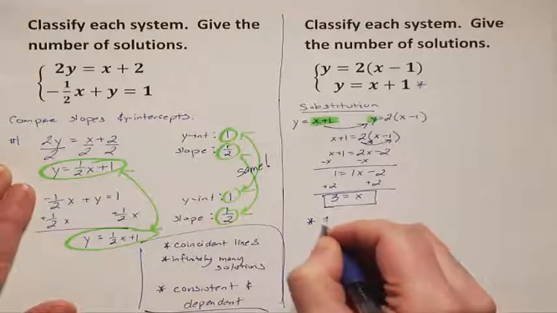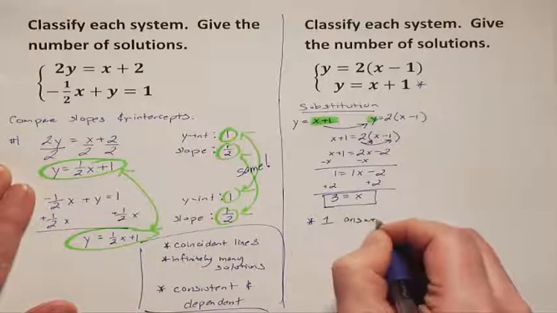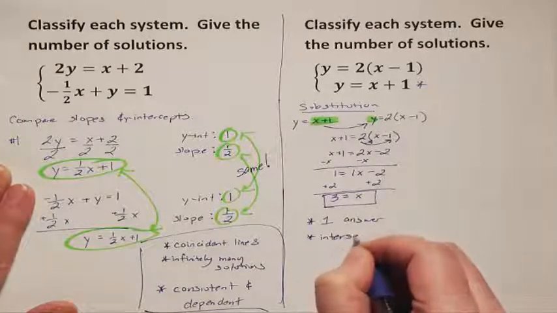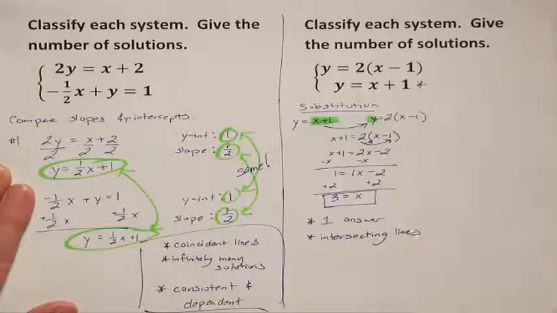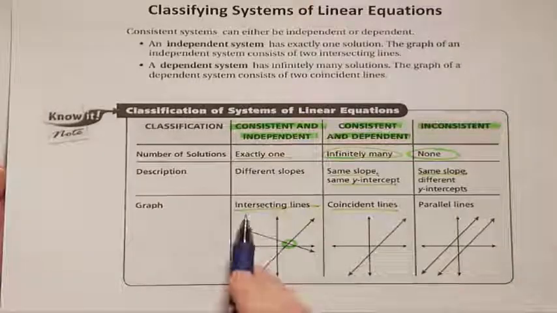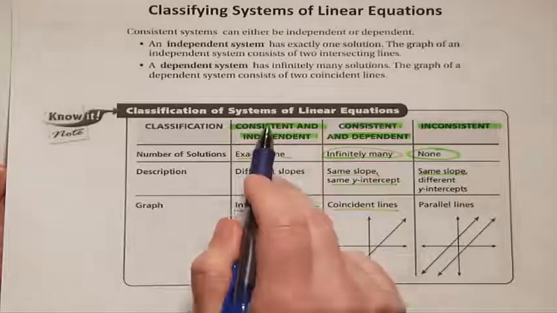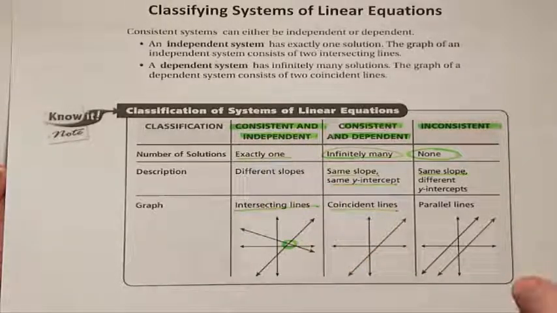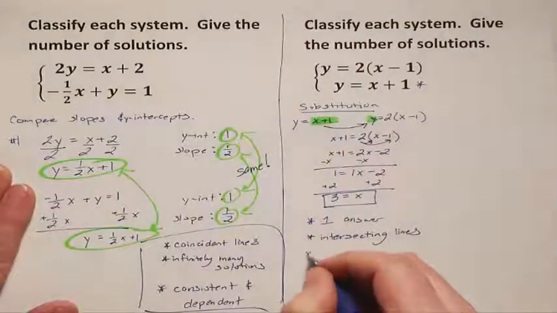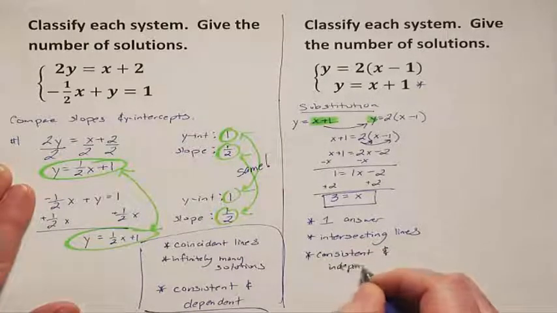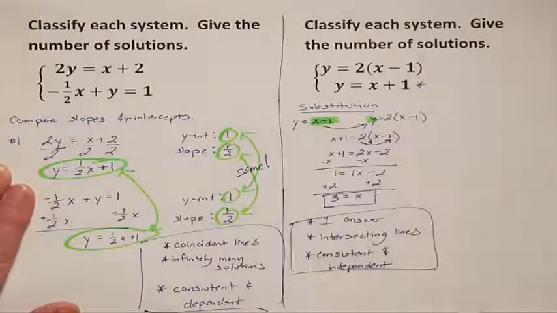So this has one answer, which means these do actually intersect. These are intersecting lines, and if they're intersecting lines, one answer. Let's go ahead and check our chart. My intersecting lines had exactly one answer. What would you classify it as? Consistent and independent. So this is going to classify as consistent and independent. And you would need all 3 answers.